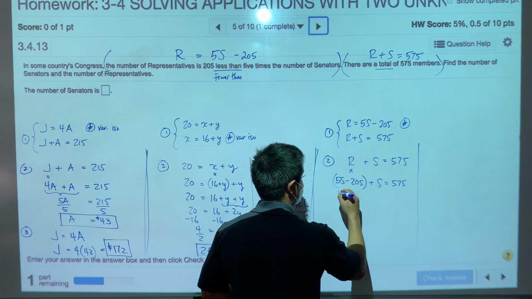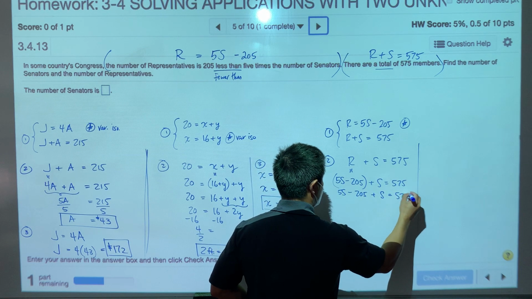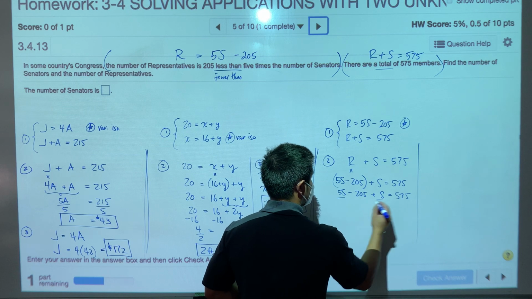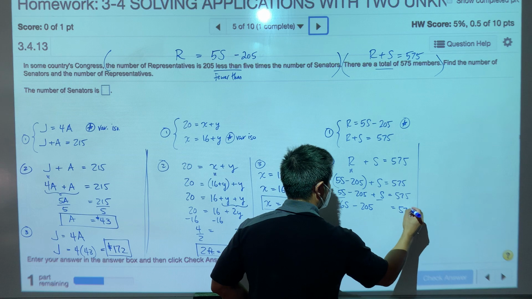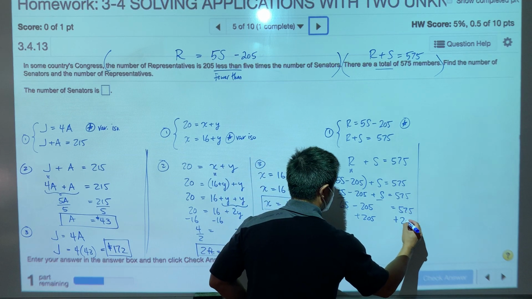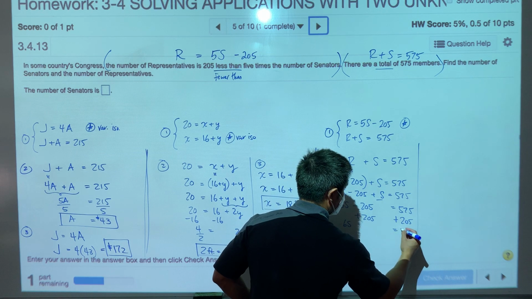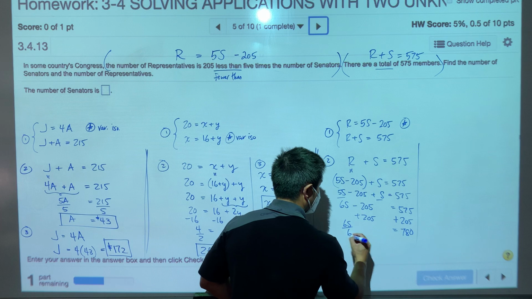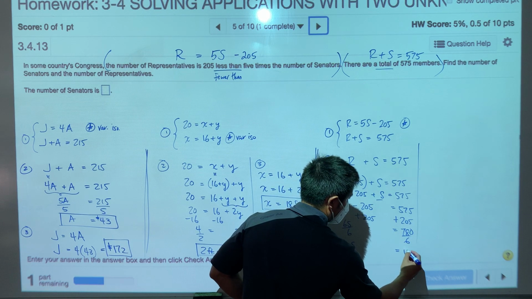Open things up. 5S minus 205 plus S equals 575. 5S plus S is 6S minus 205 equals 575. I'm going to add 205 to both sides. I'm moving really fast through here because I assume that you guys are good with this. That's going to be 780. Divide everything by 6. And so S is going to be equal to 130.